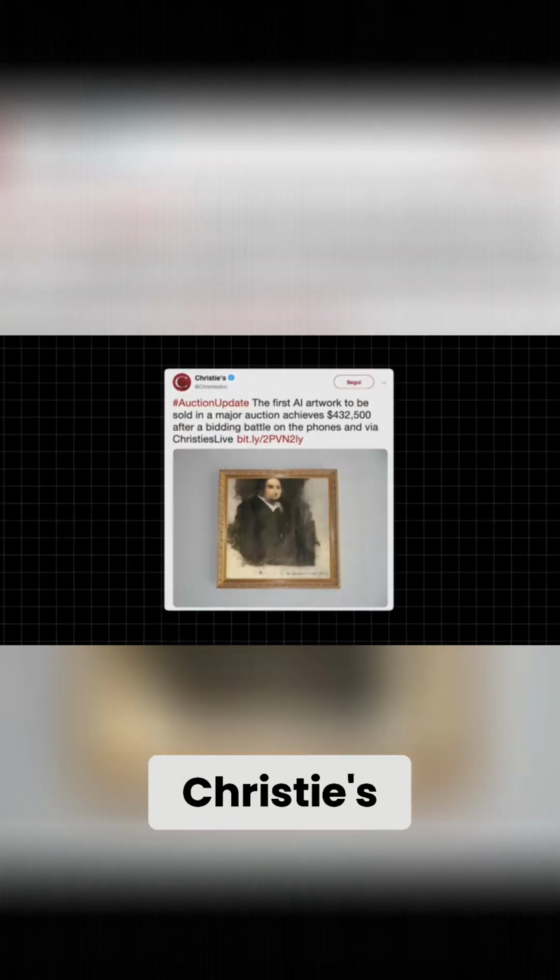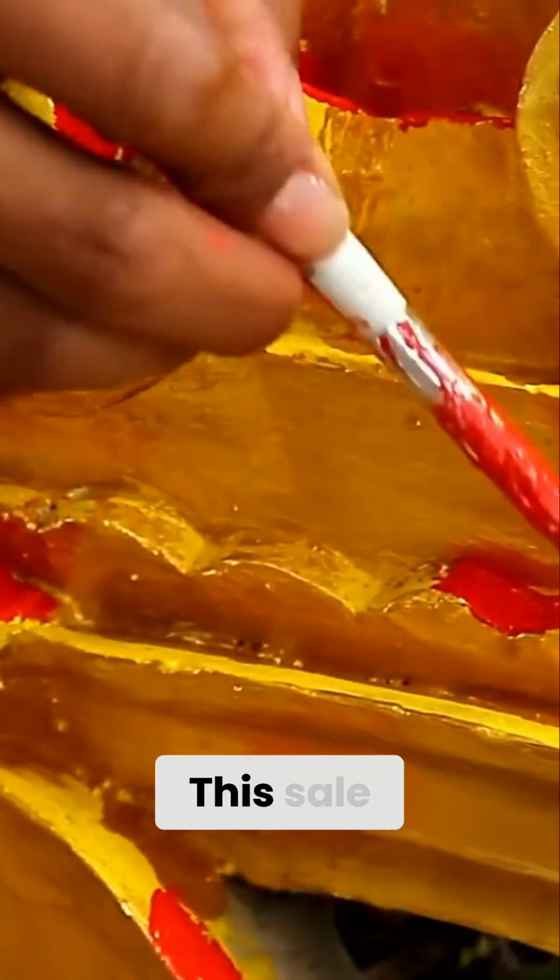In 2018, the AI-generated painting Portrait of Edmond de Bellamy shocked the art world, selling for $432,500 at Christie's. Created by the French collective Obvious using generative adversarial networks, GANs, it proved AI could produce art valued by even the most elite buyers. This sale signaled a shift in the art market, with AI blending creativity and technology to reshape industries.